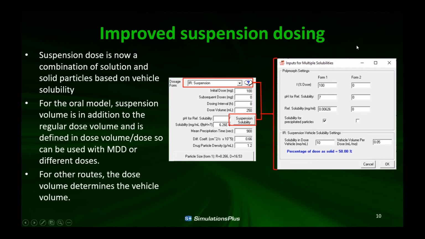And if the solubility in the vehicle is 0, that means the program will treat all the dose as a solid undissolved form. Based on these two parameters, the program will calculate the amount dissolved and the amount in solid. For this one, the calculated percent of dose in the solid, undissolved form is 50% of your total dose.